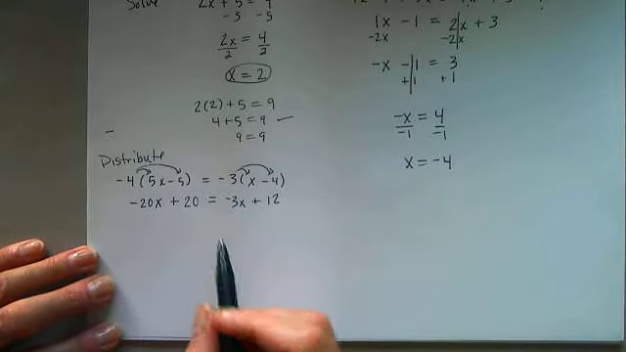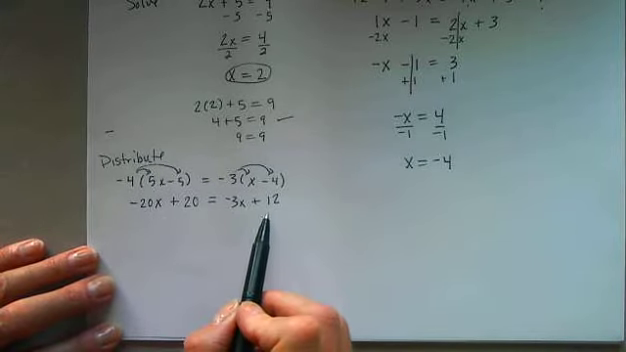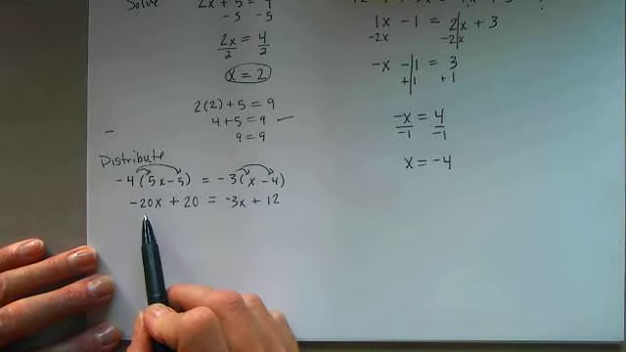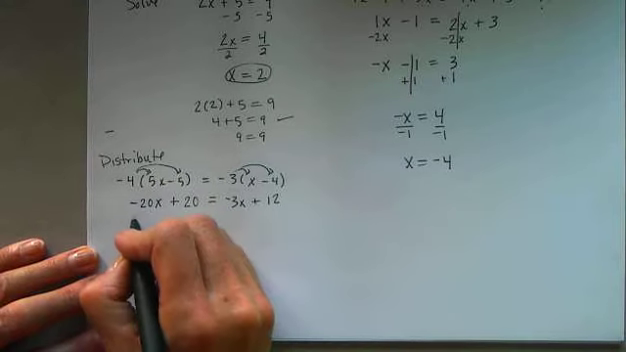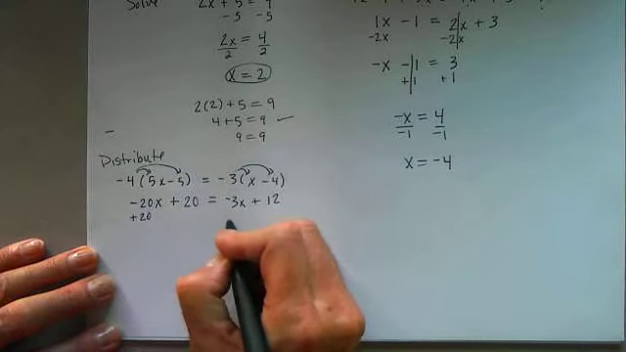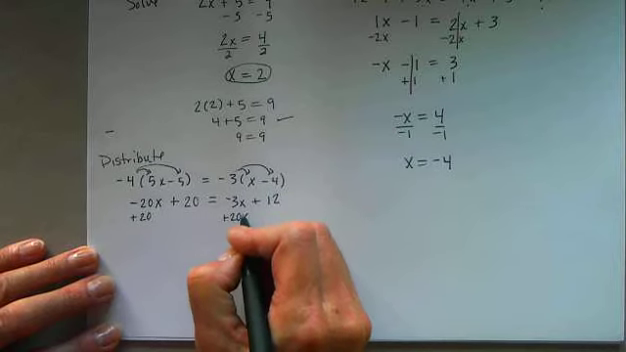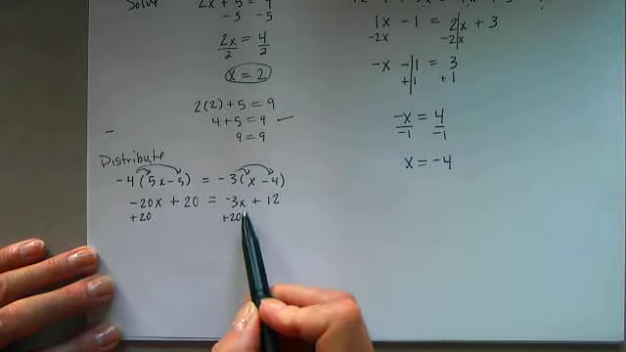Now, once again, I need to get my x's together and my numbers together. Last time I took my x's over here. So just to show you that it works both ways, I'm going to take my x's to the right side. So we're going to take this 20x over there. I'm going to add 20x to both sides and put it by the x because you're going to combine like terms.